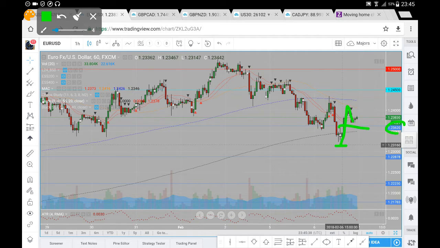this 23.62. Now, if we do pull back from here and possibly back down towards this 23.62, or we do maintain the bullishness that we are seeing at present, potentially we have an inverted head and shoulders, which is a bullish price chart pattern. So we have a shoulder there, head, shoulder, potentially if we continue to hold this 23.62.